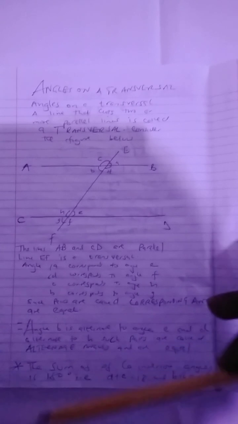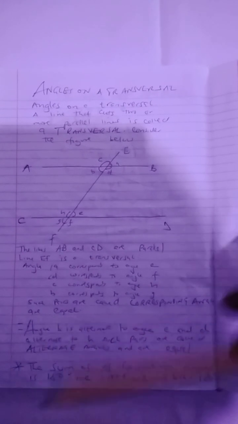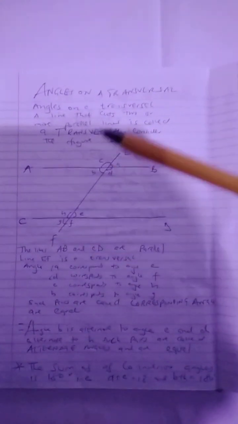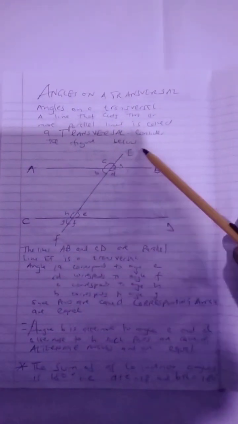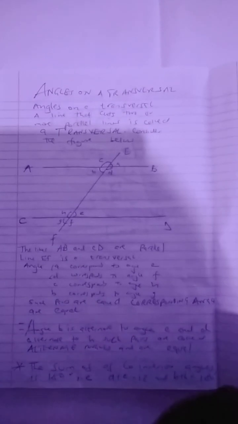And remember, that line can cut through two or more parallel lines. As long as a line cuts through two or more parallel lines, that line is called a transversal. For example, in this figure, we have AB, which is parallel to CD, and we have a line FE, which cuts through those two lines. Therefore, this line is called a transversal. That's the new word. A transversal is a line that cuts through two or more parallel lines.